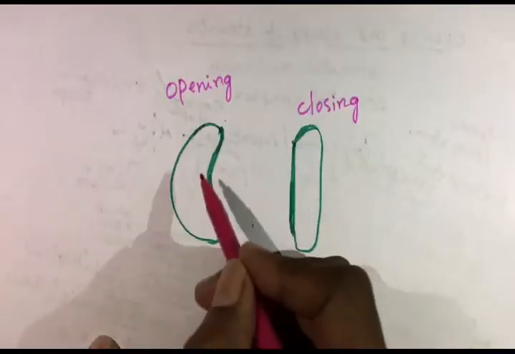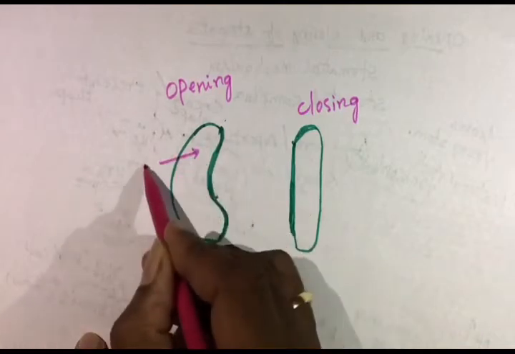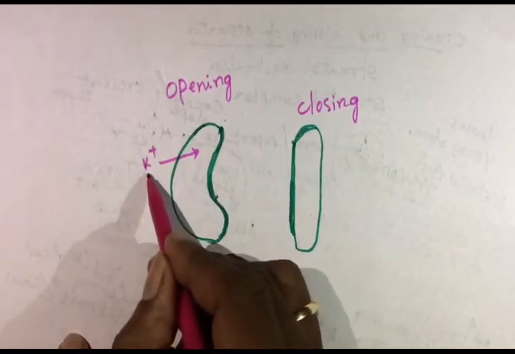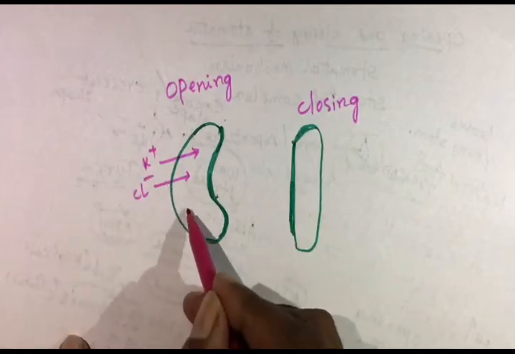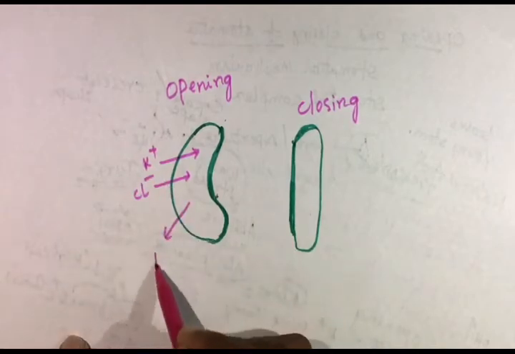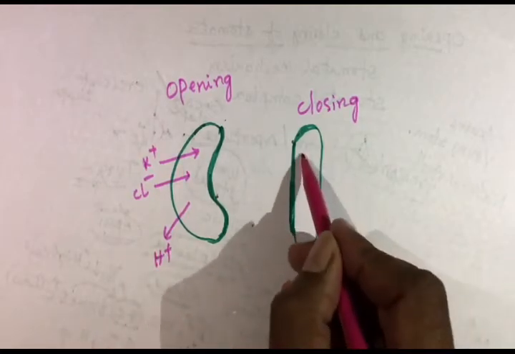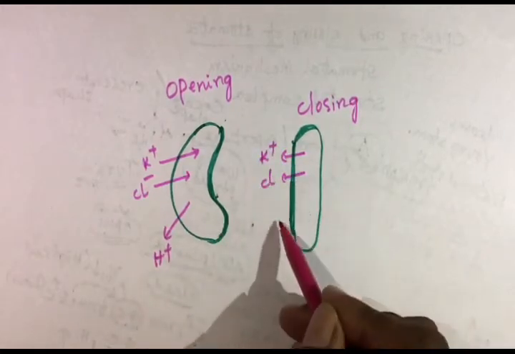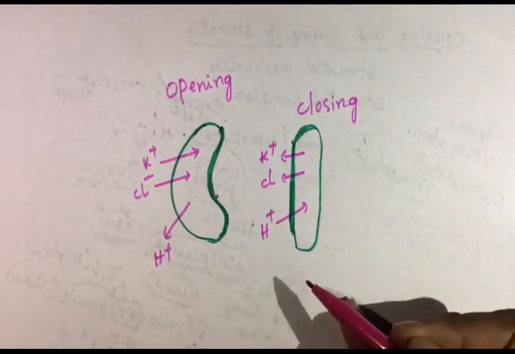So during the opening of the stomata, accumulation of K+ ions within the guard cells takes place. This accumulation of K+ ions is also associated with the passive influx of Cl- ions, and protons are removed from guard cells. Whereas in closing, K+ and Cl- ions are removed from guard cells and H+ ions re-enter into guard cells.